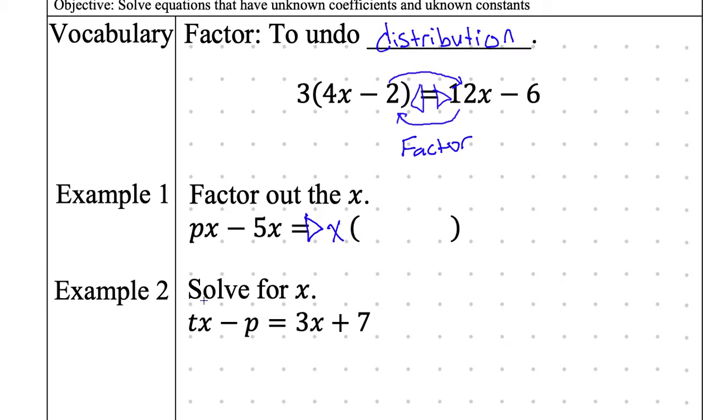So what is left on the inside of the parentheses? With a quiet raised hand, looking for cards first. Eamon? It would be p minus 5. It is indeed p minus 5. Thank you, Eamon.